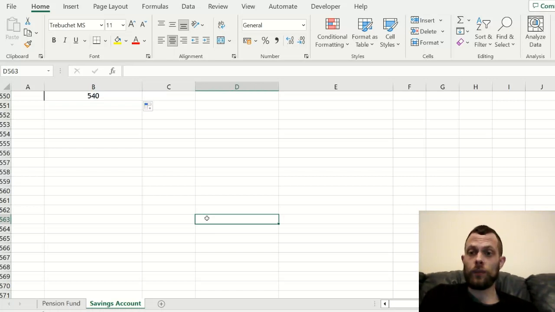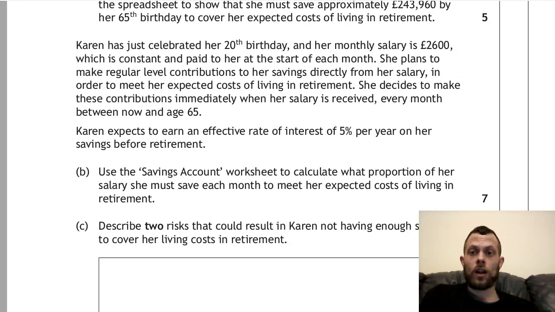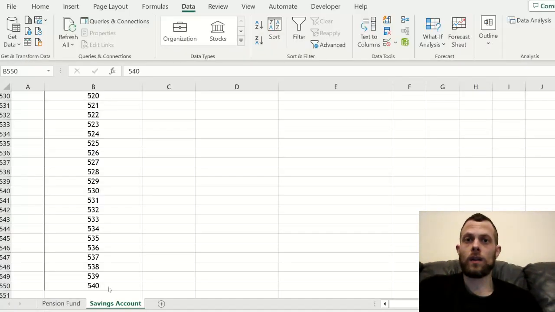Well, not actually, because her retirement is in 540 months, but at the time she retires, that's when she's getting her first payment from her savings. So she's not actually going to pay in on her 65th birthday. So we'll take out the final 540 month and just do it down to 539 months.